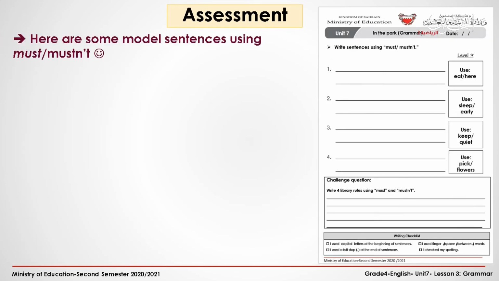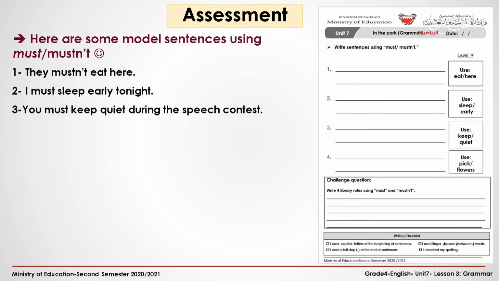Now, here are some model sentences using must and mustn't. Are you ready? Number 1. They mustn't eat here. Number 2. I must sleep early tonight. Number 3. You must keep quiet during the speech contest. And number 4. We mustn't pick the flowers from the public garden.